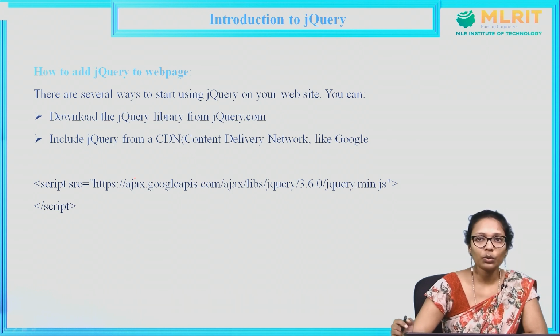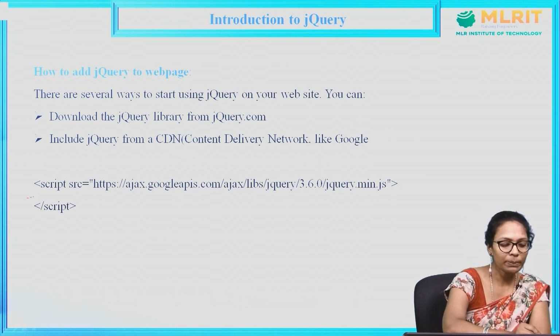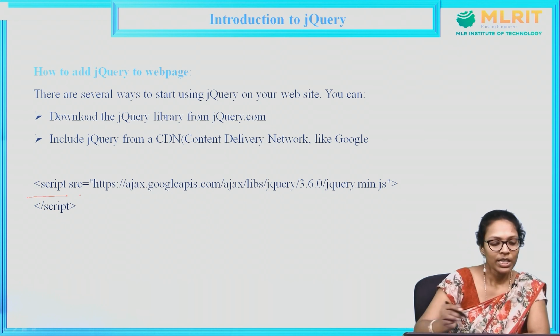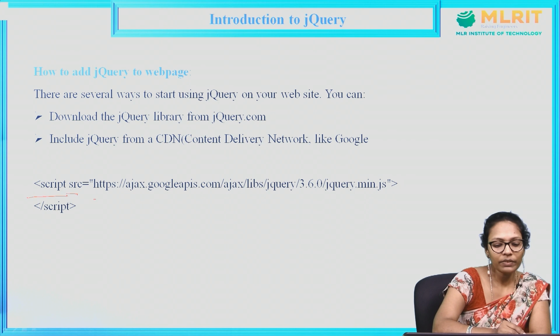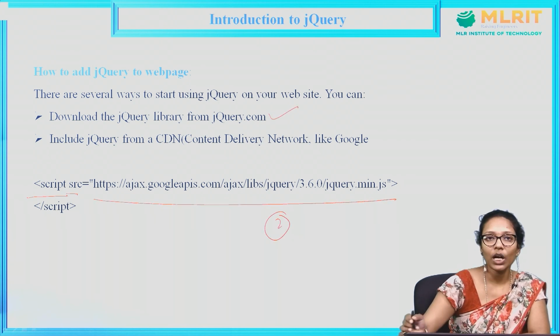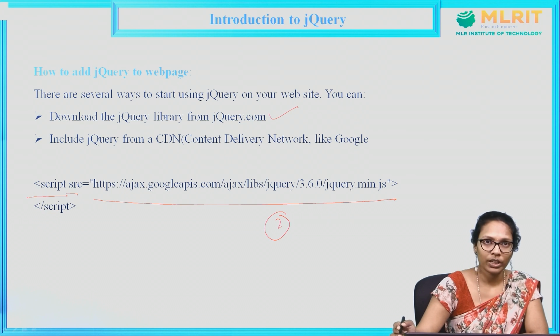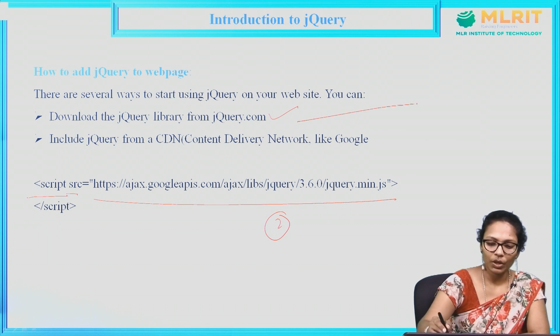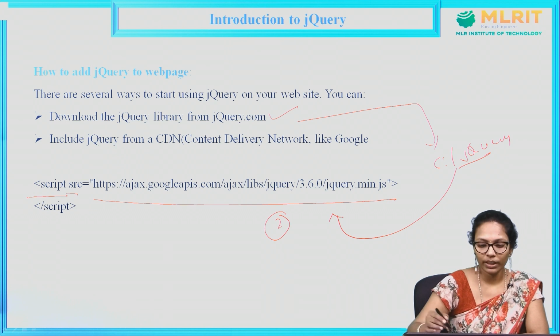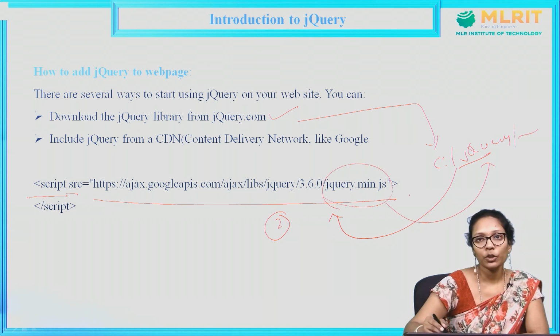But how to include that source file? Using the script tag again. Why? Because it's a part of JavaScript, I should use the script tag only. Script src equals, here we can include the files. The first option is you can download jQuery from the jQuery.com website. Wherever you install jQuery, for example, I have installed it in the C drive, that path you can give here. The jQuery.js file will be available in this folder. That particular path you should give here.